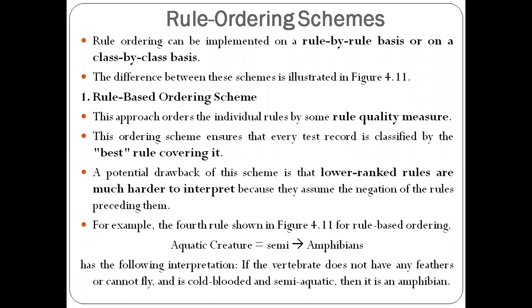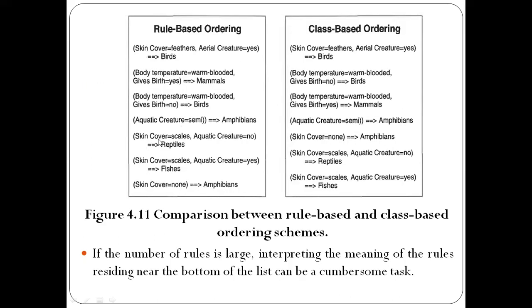I mean, which rule is going to appear at the top, which is the second rule, and then the third rule, like that. In order to order these rules, we have got two schemes here. One is we can order the rules on a rule by rule basis, or using a class by class basis. These are the two methods which we can use in order to order the rules present in the rule set. I will explain the difference with the help of this example.